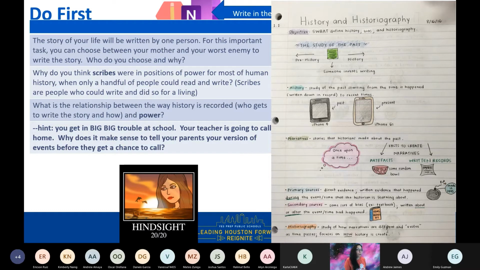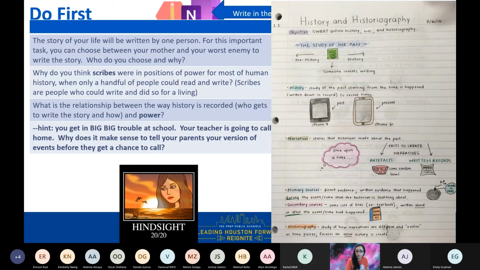All right, so let's start with the do first, which I will paste into the chat too. Okay, the do first is as follows. The story of your life is going to be written by somebody. For this important task, you can choose between your mother and your worst enemy to write the story of your life. Who do you choose and why? So, I'll give you a couple minutes. Let's see what you pick.